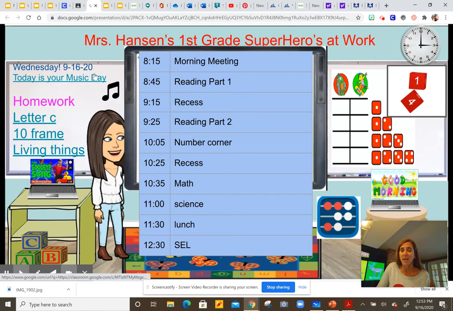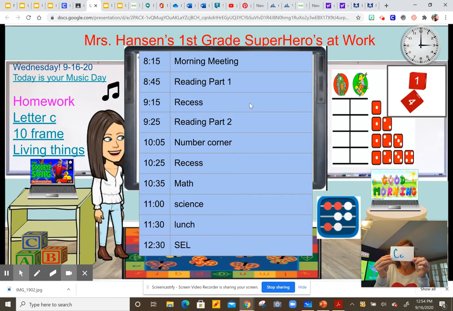Today is your music day. We had our morning meeting. In reading, we practiced the letter C, which makes a k sound, like cat, cow, camel, car. Can you think of words that begin with C? We also practiced the letter F, like fish, fall, funny. Can you think of words that begin with letter F?